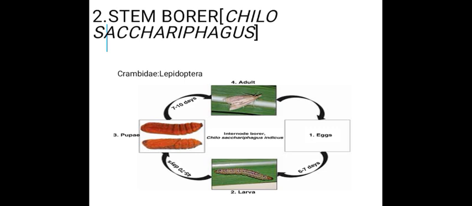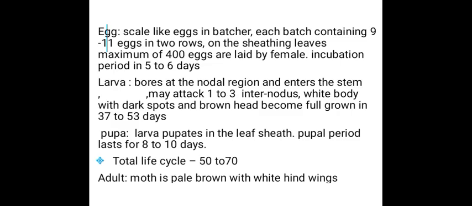Stem borer: scale-like eggs in batches, each batch containing 9 to 11 eggs in 2 rows on the sheathing leaves. A maximum of 400 eggs are laid by a female. Incubation period is 5 to 6 days. Larva bores at the nodal region and enters the stem, and may attack 1 to 3 internodes. Larva has a white body with dark spots and a brown head, and becomes full grown in 37 to 53 days.